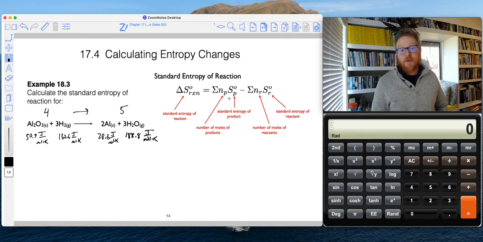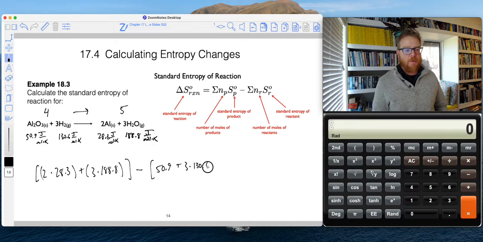So first, we've got to sum up the products. And we also have to take into account the number of moles. So we'll do the aluminum first. That's going to be 2 times the 28.3 plus the 3 times the 188.8. And that's the sum of my products minus the sum of my reactants. And then for the aluminum oxide, there's only one of them, so it's just 50.9 plus 3 times the 130.6 for H2. So let's do it. Let's calculate these things up.